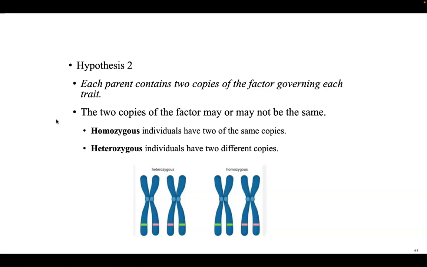Hypothesis 2 was that each parent contains 2 copies of the factor governing each trait, and the 2 copies of the factor may or may not be the same. So he said that homozygous individuals are individual chromosomes that have the same copies of a gene. So here's a homozygous chromosome. These are coding for the same thing, and that is what makes them homozygous. As opposed to heterozygous chromosomes, where these are about the same trait, but they're coding for different things.